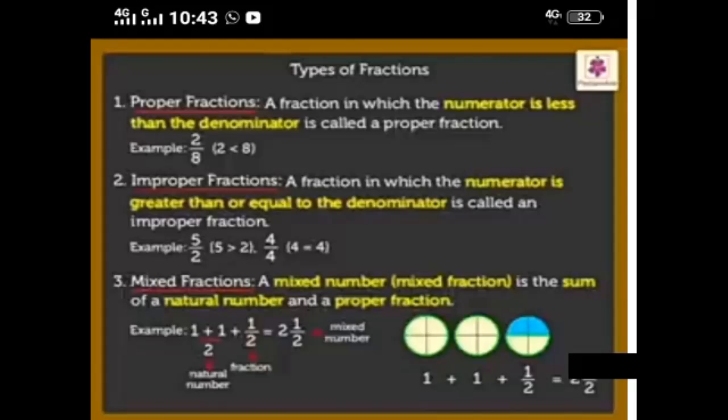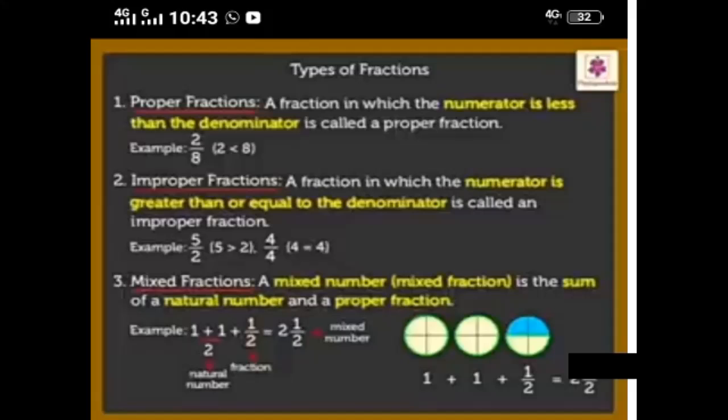For example, 2/8. Which is the denominator? 8. Which is the numerator? 2. What is the difference between the two numbers? The numerator is less than the denominator. Denominator-നേക്കാളും ചെറുതാണല്ലേ numerator? This type of fraction is called a proper fraction.